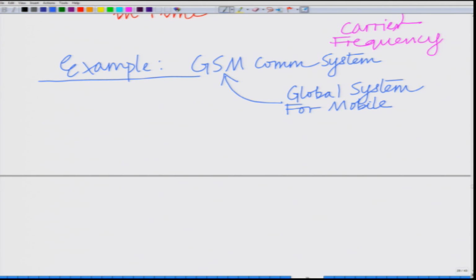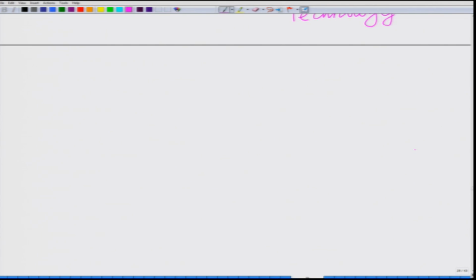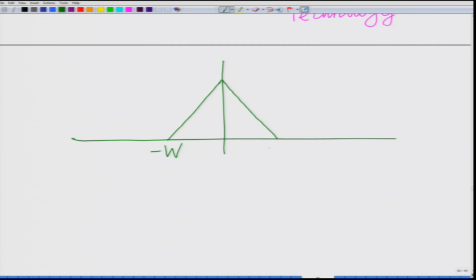GSM is the Global System for Mobile, and it is a dominant wireless technology. For instance, let us take a simple GSM example. If you look at the original signal, it has a bandwidth of W equals 100 kilohertz centered at frequency 0.